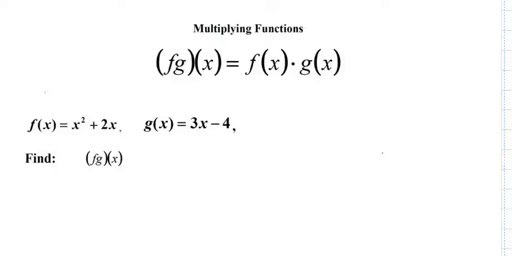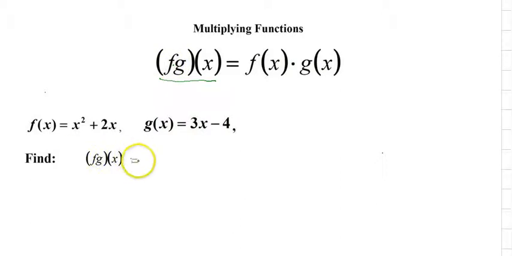Right, this is multiplying functions, and it is exactly what it says. We're multiplying two functions, and this is the notation for it right here. So if you see f and g next to each other, or g and f, two letters, it's a multiplication of the two functions. There's actually a little dot in there, like that.